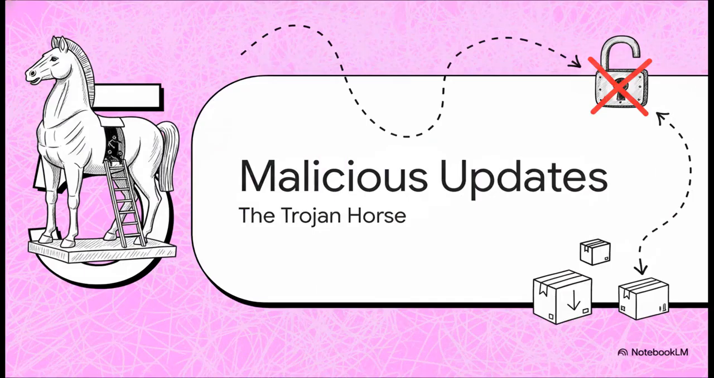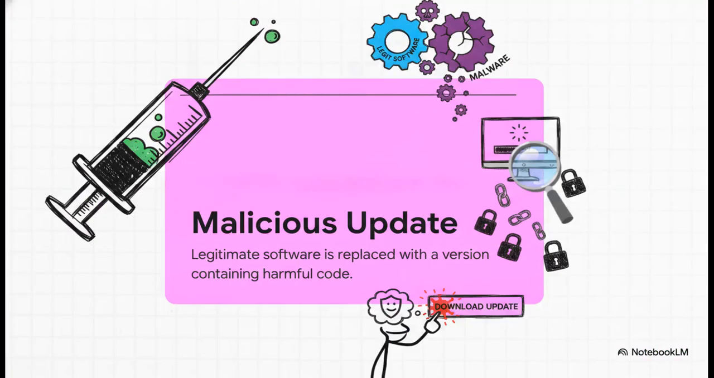Now we're entering the final room of the heist in Section 5, Malicious Updates, basically a modern-day Trojan horse. This is where the attacker completely disguises their poison as the cure itself. A malicious update occurs when legitimate software or firmware is replaced with a version containing harmful code, delivered right through a standard, trusted update mechanism. The sheer brilliance and danger here is that users unknowingly do the heavy lifting for the attacker. You think you're just downloading a routine patch to keep your system secure, but no, you're actually installing the malware yourself, handing over sensitive data, or granting them backdoor access.